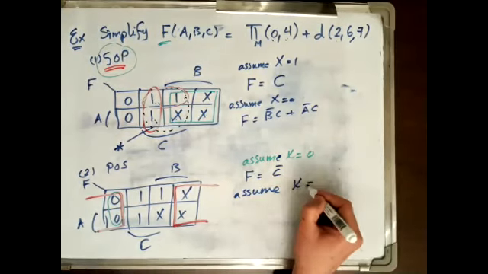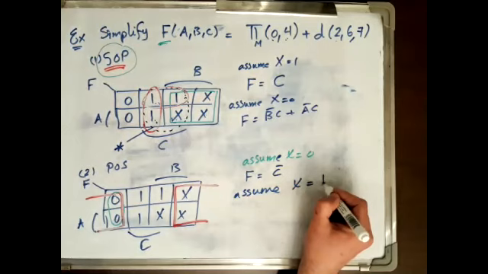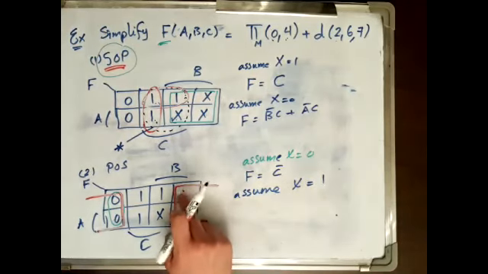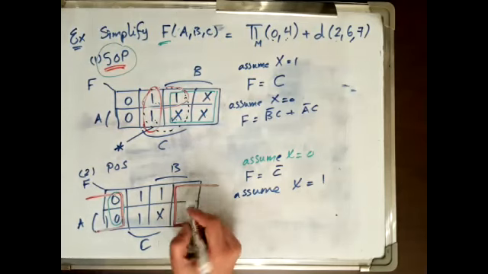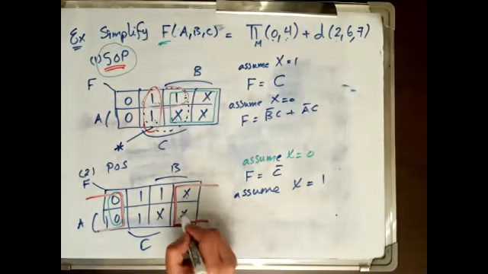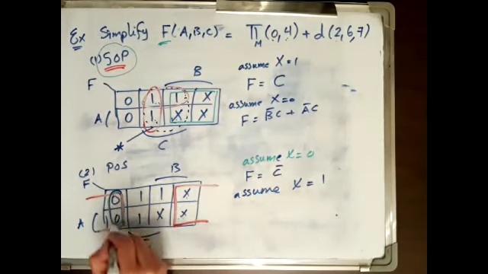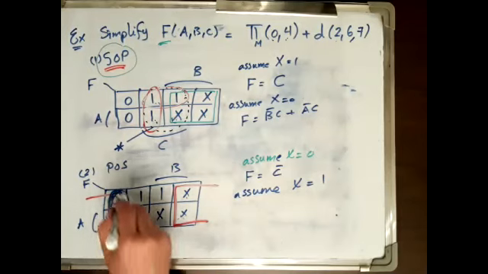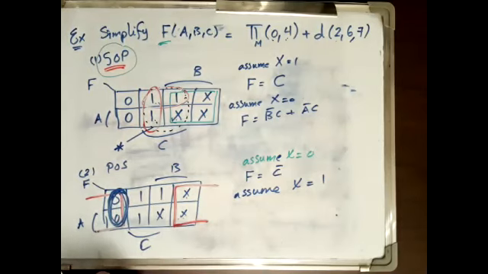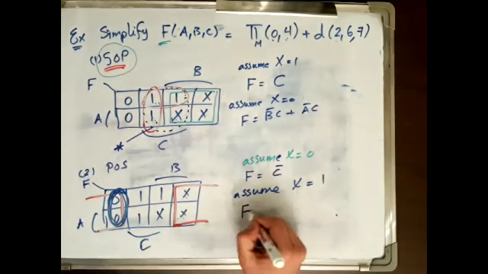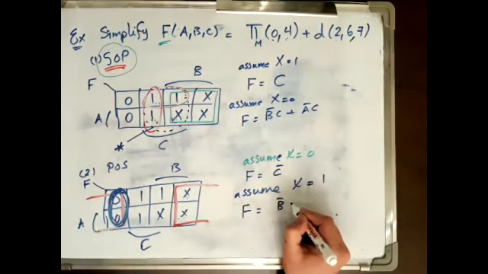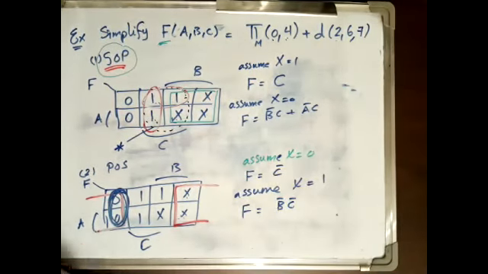Now, if you assume the don't cares to be one, I will assume this in my mind to be ones. I cannot create this one. I need to use the green one, or this prime implicant. This is the only choice I have. So F will be B bar C bar.